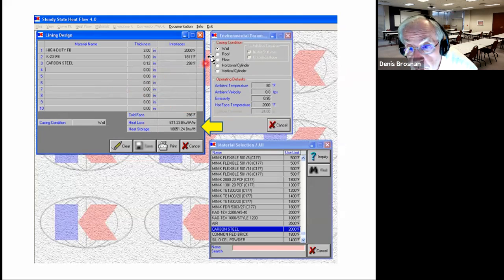So nevertheless, I picked a wall orientation. And so given that information, when you click on it, you're going to get the heat loss, heat storage, cold outside temperature. You also get the interface temperature, okay, between layer 1 and layer 2 and layer 2 and layer 3, which was the steel shell. So you get a lot of information pretty quick in this simulation program.